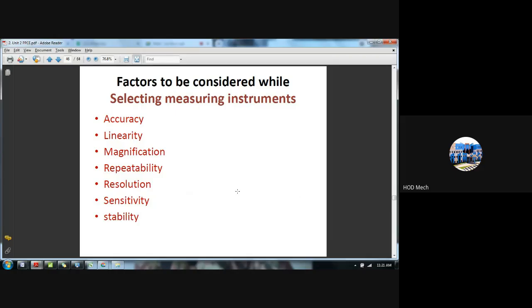Right, now coming to the factors to be considered while selecting a measuring instrument. When selecting a measuring instrument, what should I keep in mind, sir? What are the parameters or factors I should be very careful with? The first one is accuracy. Can anyone respond? What do you mean by accuracy?